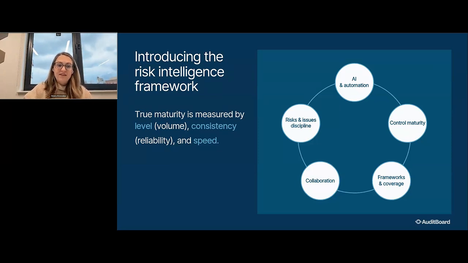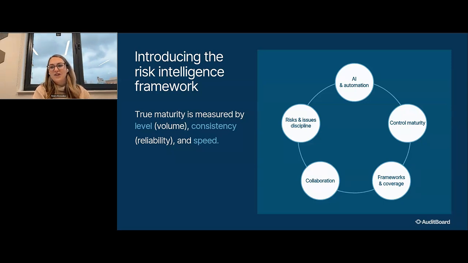But the 5 core dimensions that we're going to go into are, first, AI and automation. So how widely and efficiently is AI used within your organization to generate, accept, and act on insights? Second is control maturity. So what's the speed and reliability of control adoption? Third is frameworks and coverage. So the breadth and depth of the governance structures.